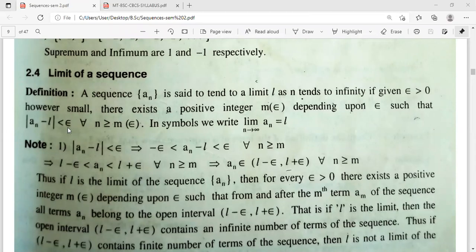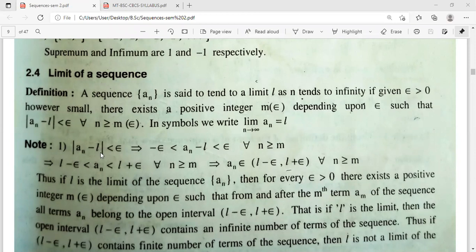Modulus of a n minus L is less than epsilon for all n greater than or equal to m of epsilon, because we are taking here m of epsilon, and that is denoted by limit a n as n tends to infinity equal to L. In case of polynomials, how do you write? Limit f of x as x tends to a is equal to L. The same here also.